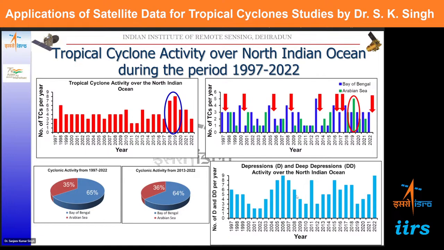If you look at this graph, you can see that on average 6 to 7 depressions and deep depressions form over the Indian Ocean. But due to unfavorable conditions, they do not develop into tropical cyclones. In the depression or deep depression stage itself, they disappear or vanish.